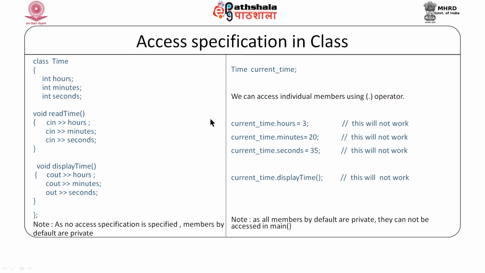Let us see the similar thing in the case of class. Here also we have defined the data type in exactly the same fashion. I have just changed the keyword: instead of struct, here I am using class. But the default access specification in class is private, and here I have not specified any access specification. Therefore, all the members by default are private, and since all of them are private, if I try to write such statements in the main function, they will not work.